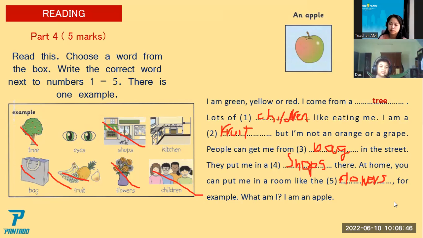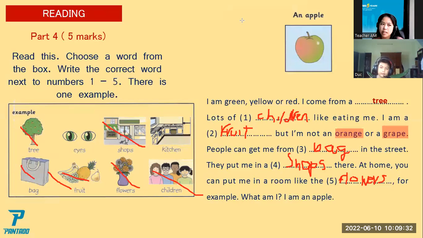I am green, yellow, orange. I come from a tree. Lot of children not eating me. I am fruit. But I am not an orange or a grape. People can hit me from back in the street. They put me in a shop. There, at home, you can put me a room leather flower. For example, what am I? I am an apple.